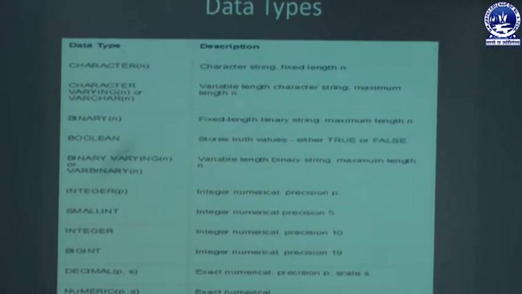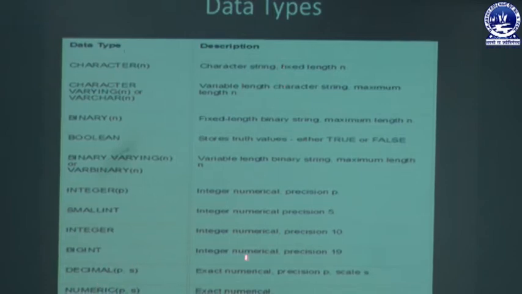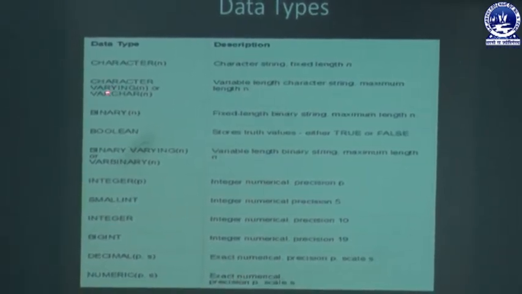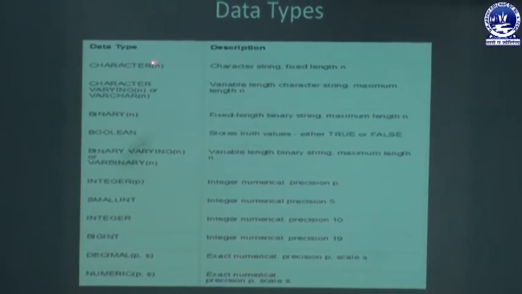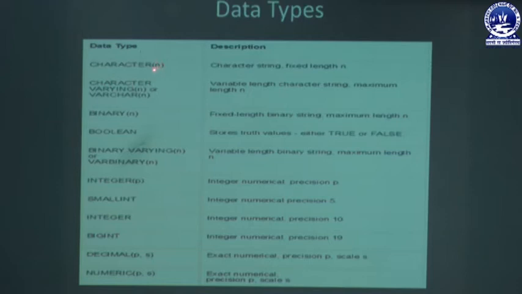Then we will discuss the different data types used in SQL statements. These are the data types and their descriptions. The first is character, with n within brackets. It indicates a fixed length, and this character type variable will take character strings with fixed length n. Then next is character varying n.